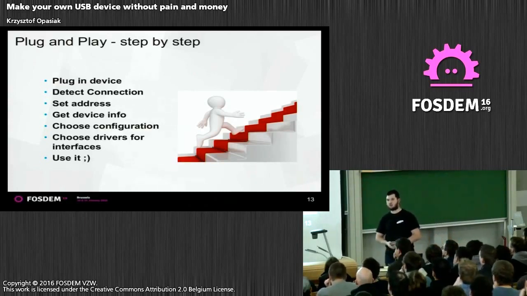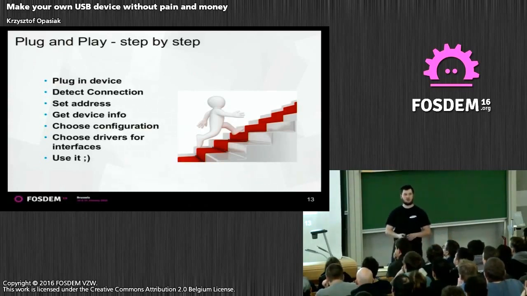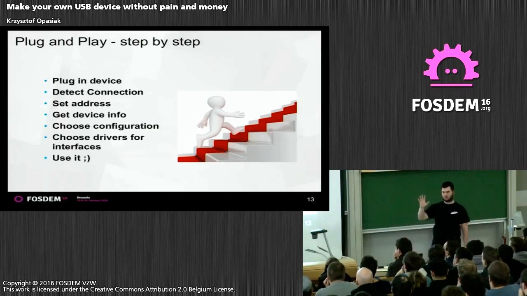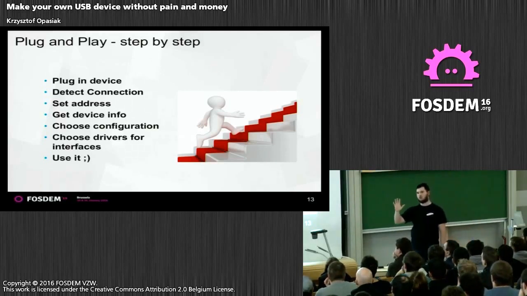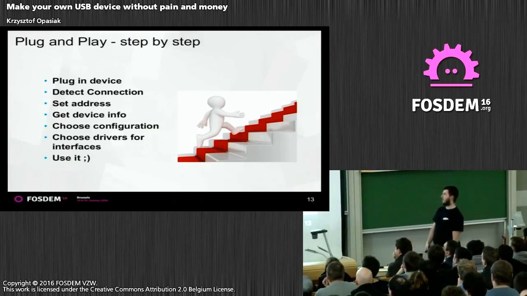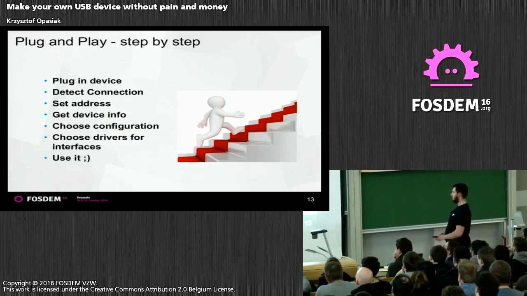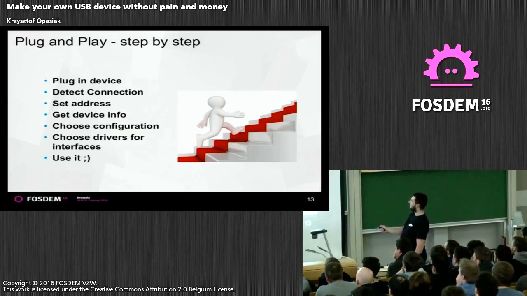Okay, one of the famous features of USB is plug and play. It is implemented by discovering the USB device abilities, and the process of discovering these abilities is called enumeration. How is it done? Well, first of all, we have to plug in the device. Believe me, USB devices work better when plugged in.